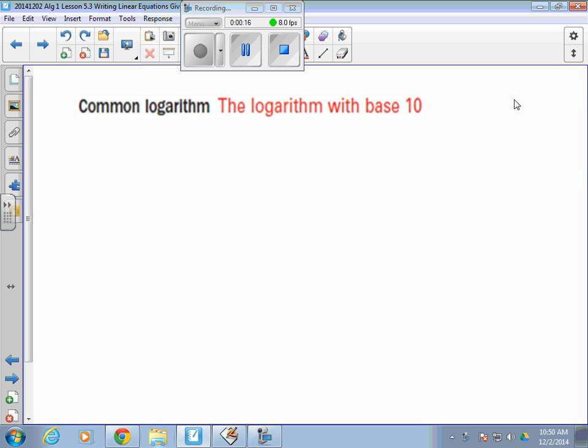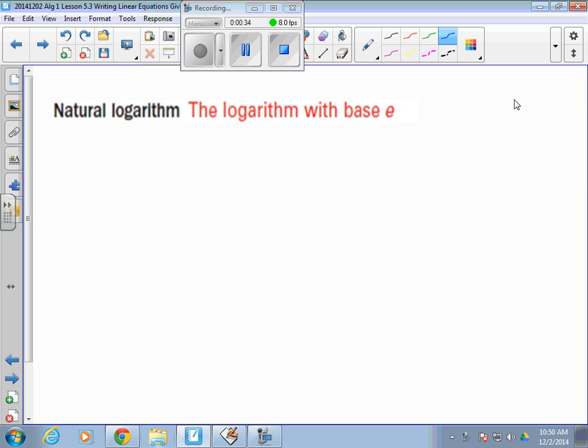It's base 10. Tens are good bases for the same reason you do scientific notation in tens, because it allows you to just move the decimal over to the right or to the left based on if it's negative or positive. So base 10. Natural logarithms have a base of e.